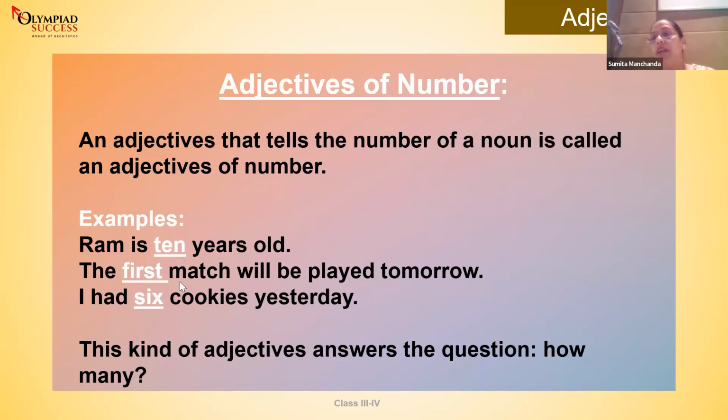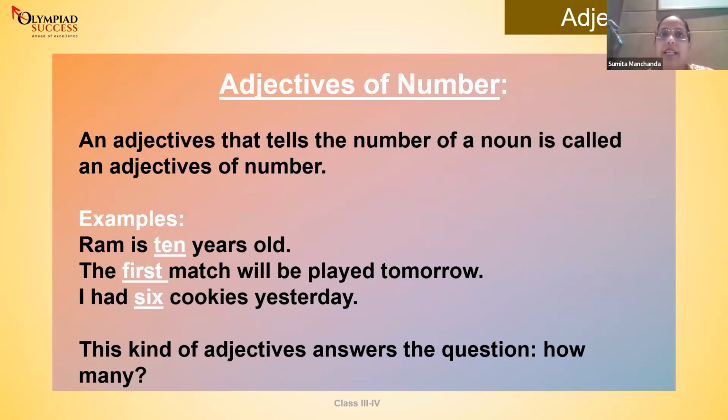Now, children, remember, first, second, third, fourth, these type of words are also numbers only because they're telling us something about number. So the first match will be played tomorrow. Now, when I say the first match will be played tomorrow, match is something which we all can count. Today was the first match, tomorrow will be the second match. So match is something which we all can count. So again, the word first is trying to tell us how many matches are being played. As of now, we can see only the word first is there. So that means one. Tomorrow is the first match.